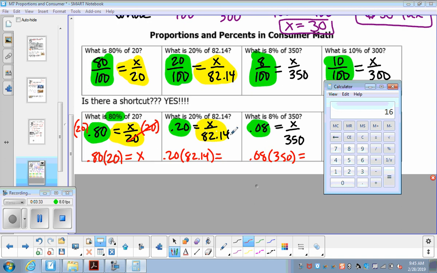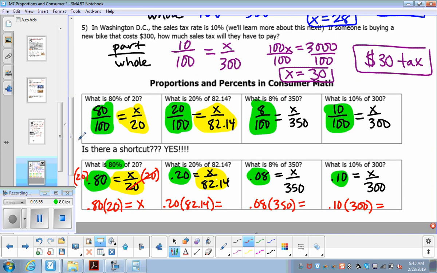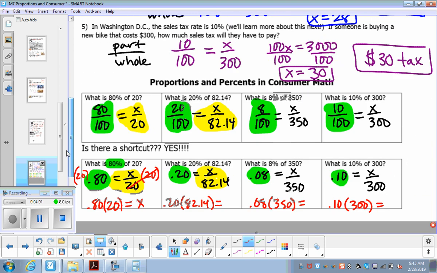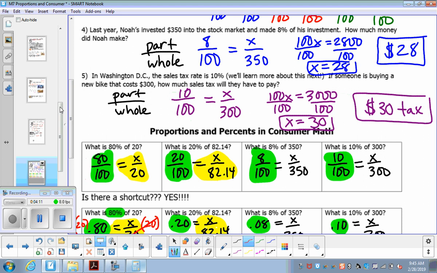For that problem where we wanted to know 20% of the 82.14 that somebody would leave for a tip, all you've got to do is take the 20% as a decimal and now multiply it by the 82.14. And right there you can see that the tip would have been $16.43. And that was what we got up here. For the third question, when we wanted to know the 8% that Noah made of his $350 investment, we can just multiply the 0.08 times the $350, and we're done. And that'd be the $28 that Noah made from his investment.